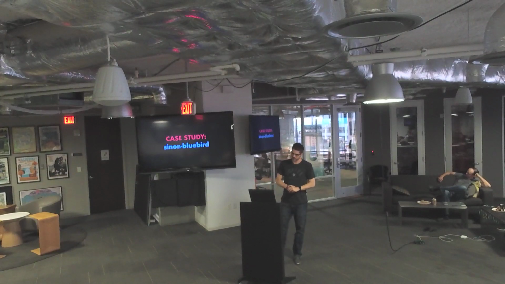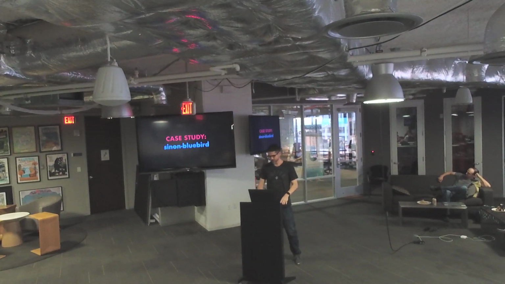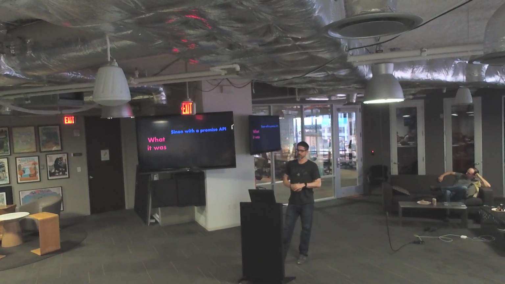So a quick case study. Sinon Bluebird, this is a code package that a developer on my team wrote several years ago, and we ended up open sourcing it. Sinon, if you're not familiar with it, is a library for unit testing. It provides mocking and stubbing and some other things that make testing easier.